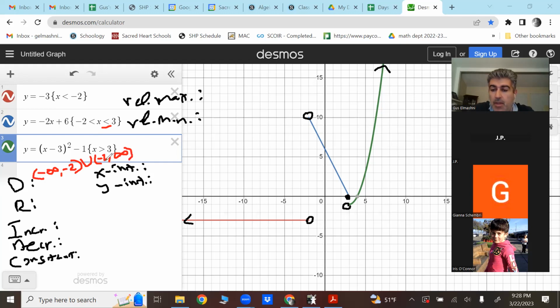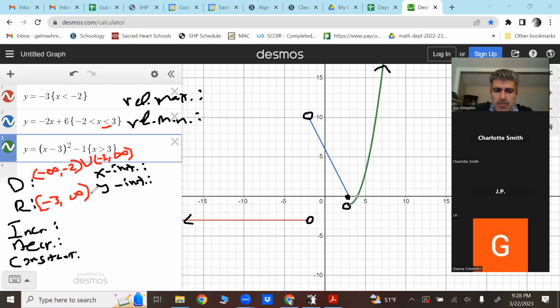Now range. Range is the lowest y value, which is pretty clear. It's going to be at -3. And the highest just goes up forever. Sky's the limit. So it goes from -3, inclusive, by the way, to infinity. If it's inclusive, is that bracket or parenthesis? Always bracket.